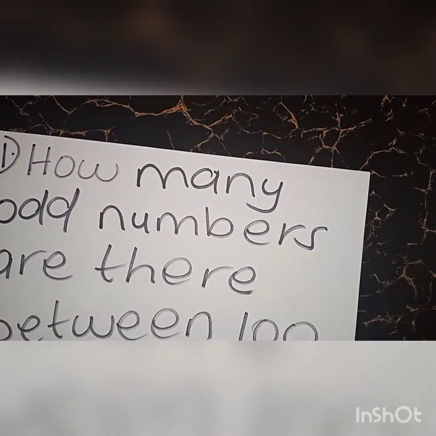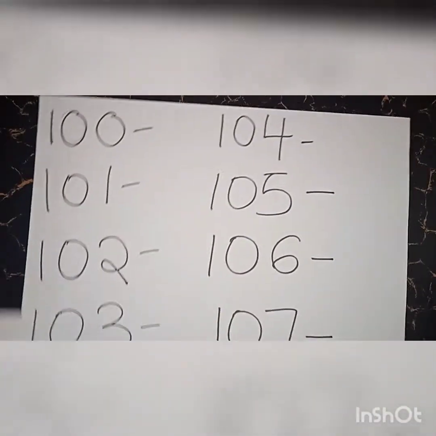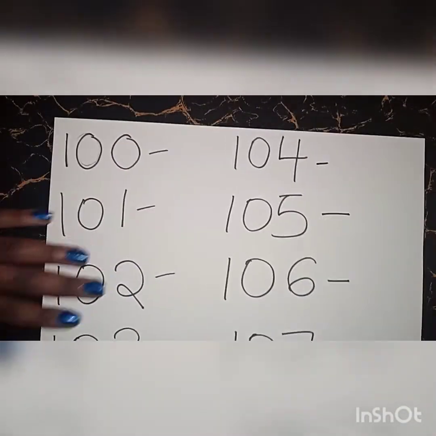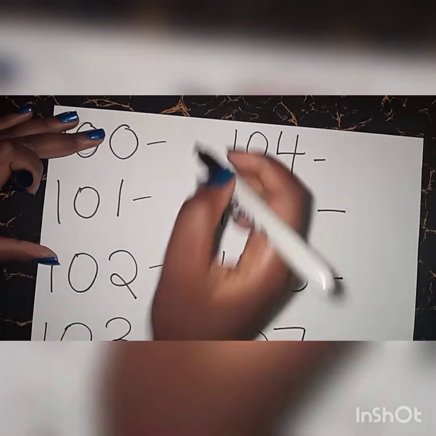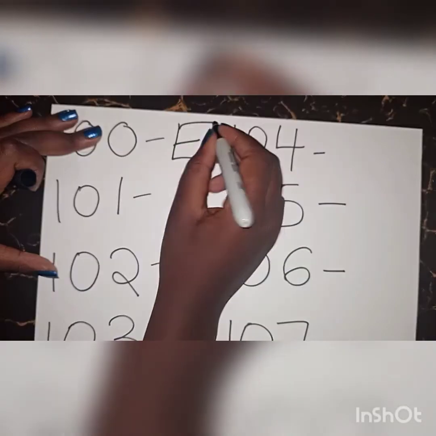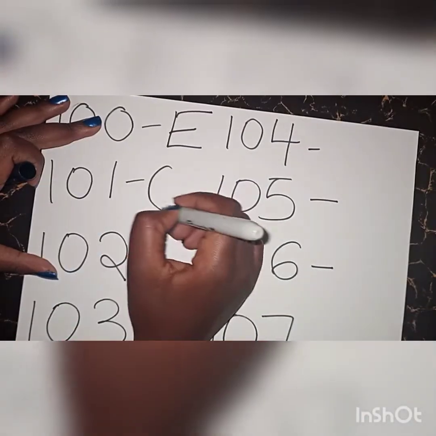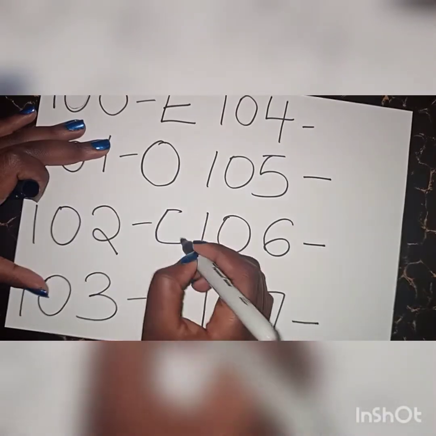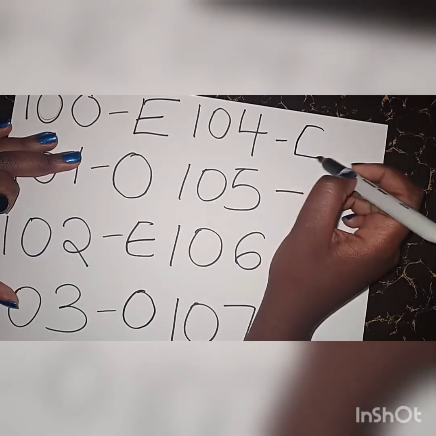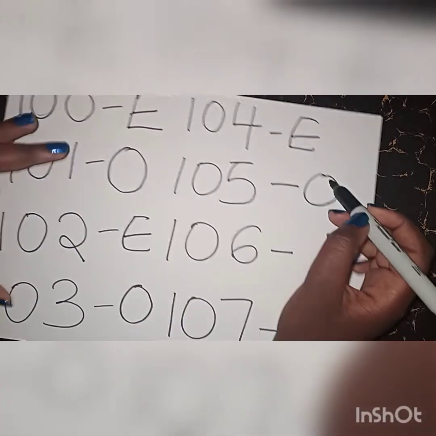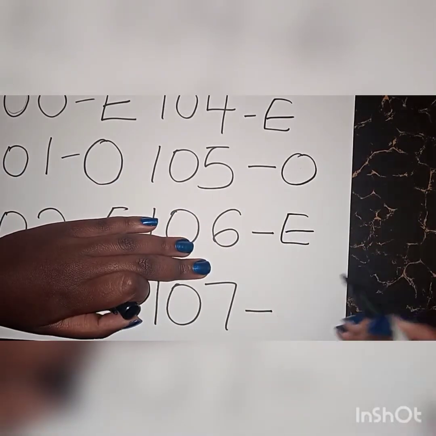So, is 100 an even number? Yes, 100 is an even number. 101 is odd. This is even. This is odd. This is even. This is odd. This is even. And this is odd. Okay?